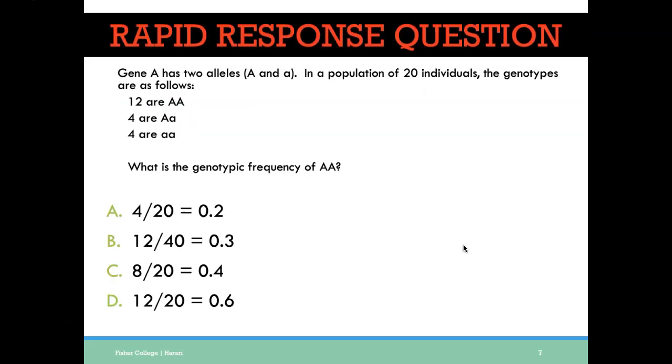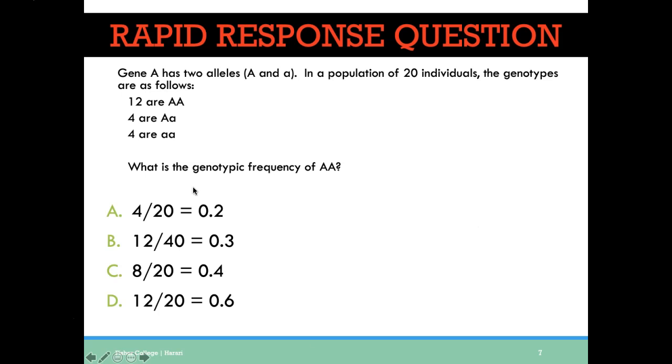So let's see how well we understand this so far. Gene A has two alleles, big A and little a. In a population of 20 individuals, the genotypes are as follows. You have 12 big A, big A, 4 heterozygotes, and 4 homozygous recessive. What is the genotypic frequency of big A, big A?